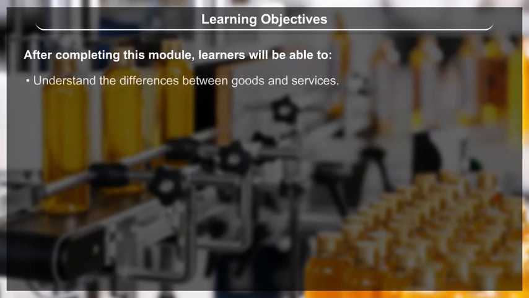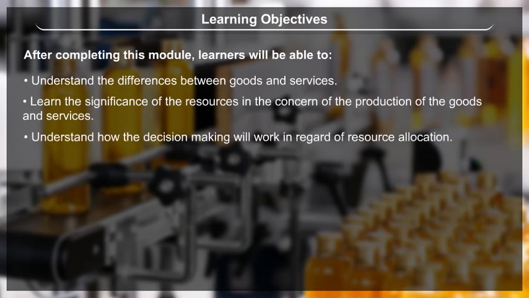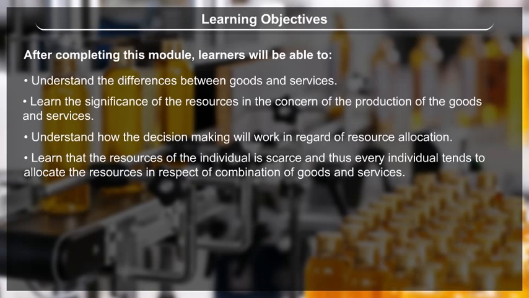Learning objectives. After completing this module, learners will be able to understand the differences between goods and services, learn the significance of the resources in the production of goods and services, understand how decision making works in regard to resource allocation, and learn that the resources of the individual are scarce and thus every individual tends to allocate the resources in respect of a combination of goods and services.